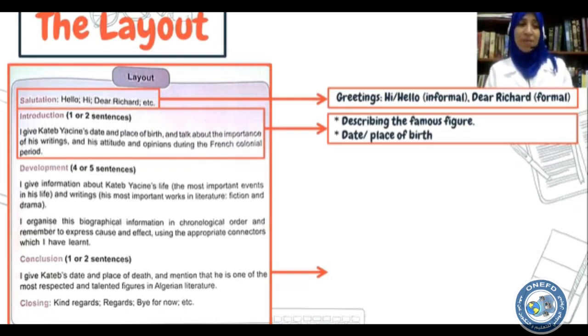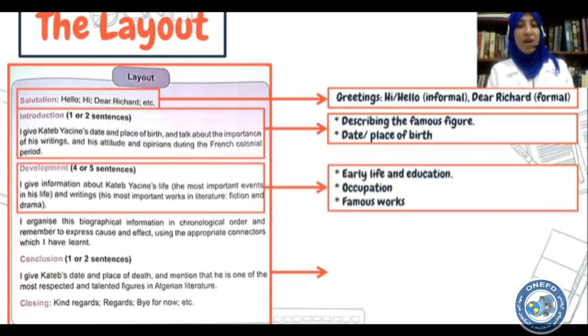Next we have development. In the development we write 4 or 5 sentences. I give information about KTBSE's life, the most important events in his life, and writings, his most important works in literature, fiction, and drama. I organize the biographical information in chronological order and remember to express cause and effect using the appropriate connectors which I have learned.